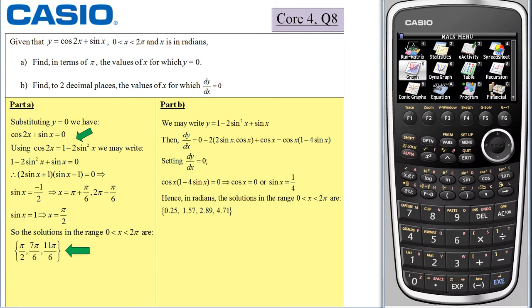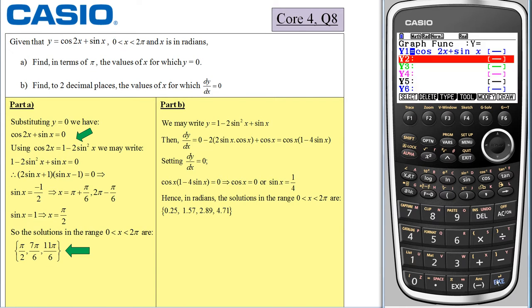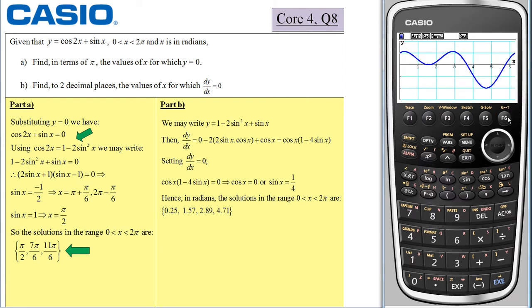If I select option 5, the graph function menu, you can see I've already keyed in the function cos 2x plus sin x. Furthermore, I'm in radians mode, and you can see that up here at the top of the display. That's the required mode for this question. So if I select F6 to draw, I can now see my function.